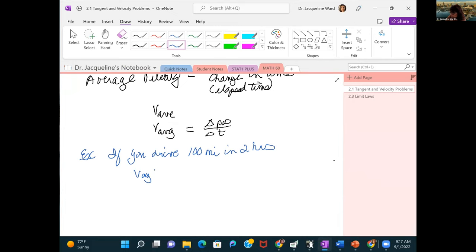Then your average velocity is that change in the position, the 100 miles, divided by the elapsed time. So that's 50 miles per hour. We can write it like that. So that's your average speed going down there. That's your average velocity driving down to San Diego.